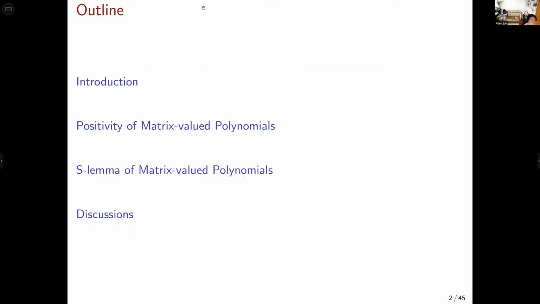We have 4 parts in the talk. At first, I will introduce some background of the S-Lemma and the matrix-valued polynomial, and then show our main results. The second part is about the positivity of the matrix-valued polynomials, and the third part is a proof of the S-Lemma of matrix-valued polynomials. And in the last, I will discuss some unsolved problems.